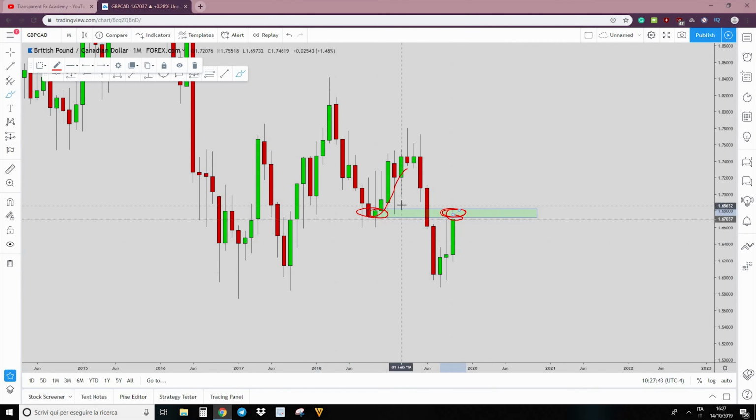So we have created an M formation and have already retested the neckline. Plus, we have previous support turned resistance. Now, what the combination of these two creates is the possibility of an impulse correction pattern, meaning that the market makes an impulse to the downside, retraces to the neckline, and then continues to the downside because it finds the liquidity for the push to the downside from this area.